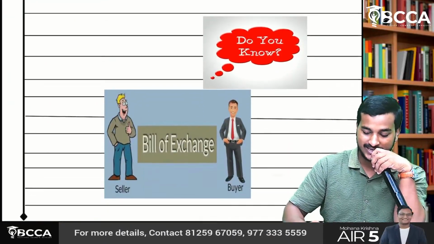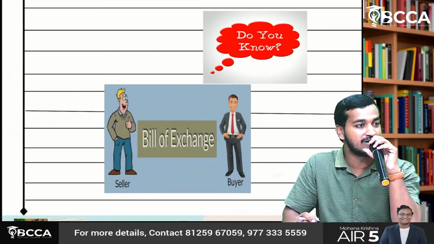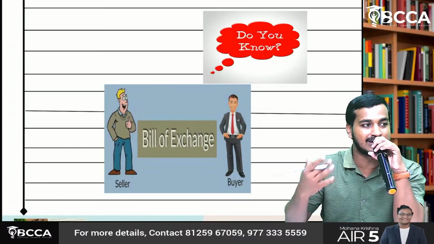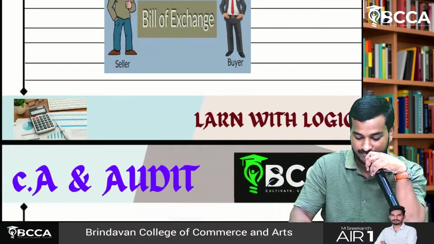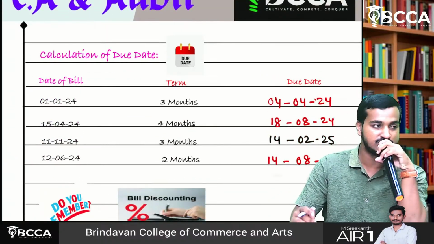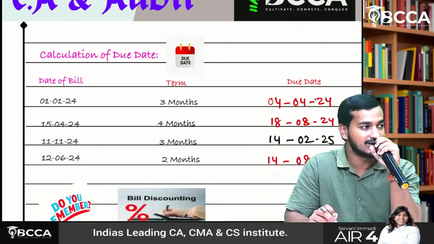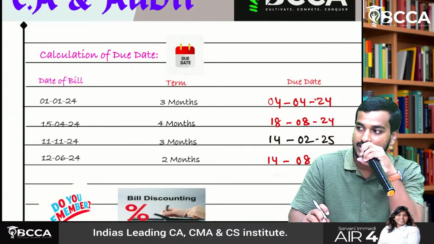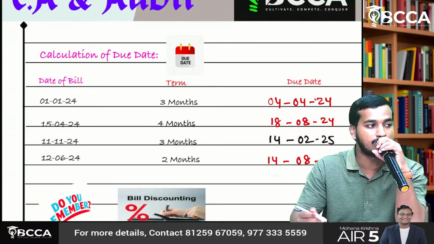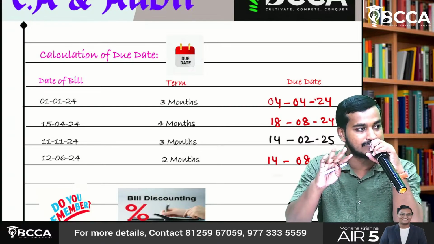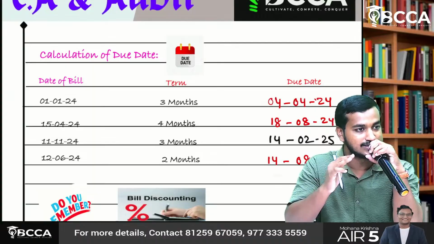So for this we need some knowledge in your group 1 financial accounting, nothing but bills of exchange. On that, you have to at least be aware of the calculation of due dates. Do you know how to find out due dates? We have to add 3 grace days.